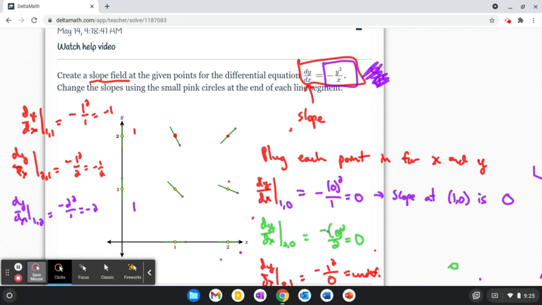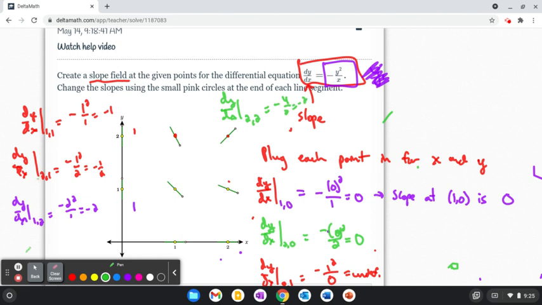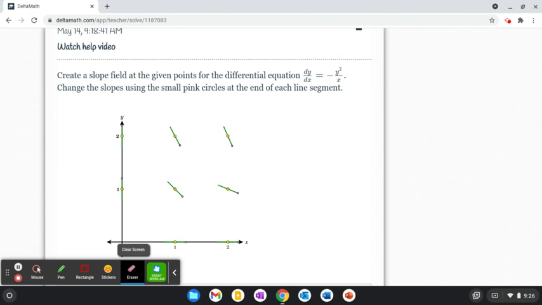And then my last one, I'm going to do dy dx evaluated at 2 comma 2. So that would be negative 4 over 2, so negative 2 again. So that one should be the same as the one next to it. So like that. All right, so let me go ahead and erase all of this stuff so you can see it. Boom. All right. So let's give that a shot and see how it works.